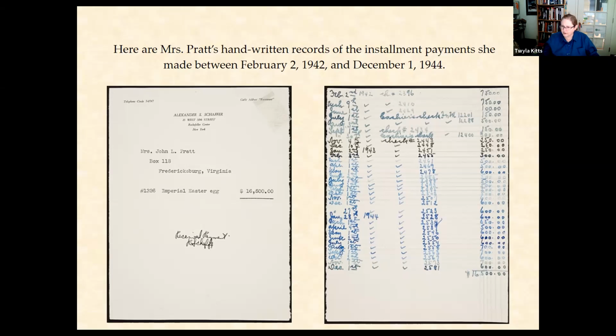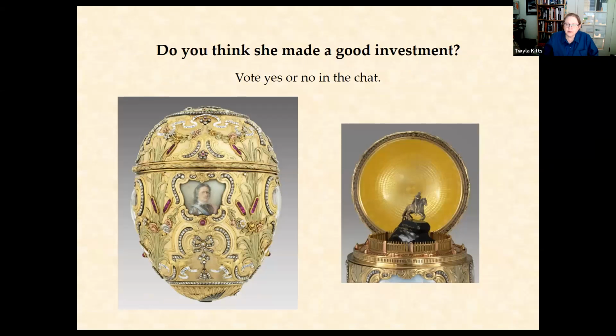But during the war years, they actually lived in the servants' quarters because they were trying to conserve coal and gas, doing their part. And by the way, Mr. Pratt was also one of Franklin Roosevelt's $1-a-year men, one of his great advisors. So do you think that Mrs. Pratt made a good investment?